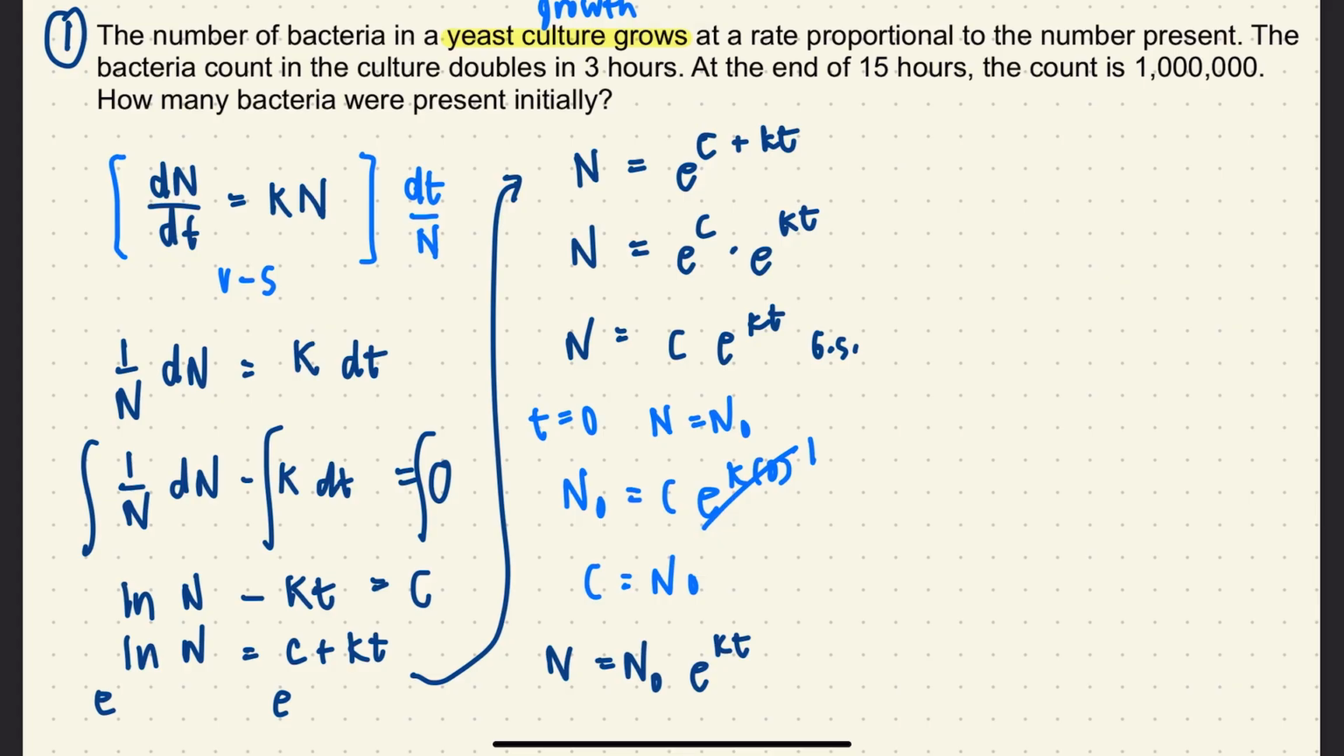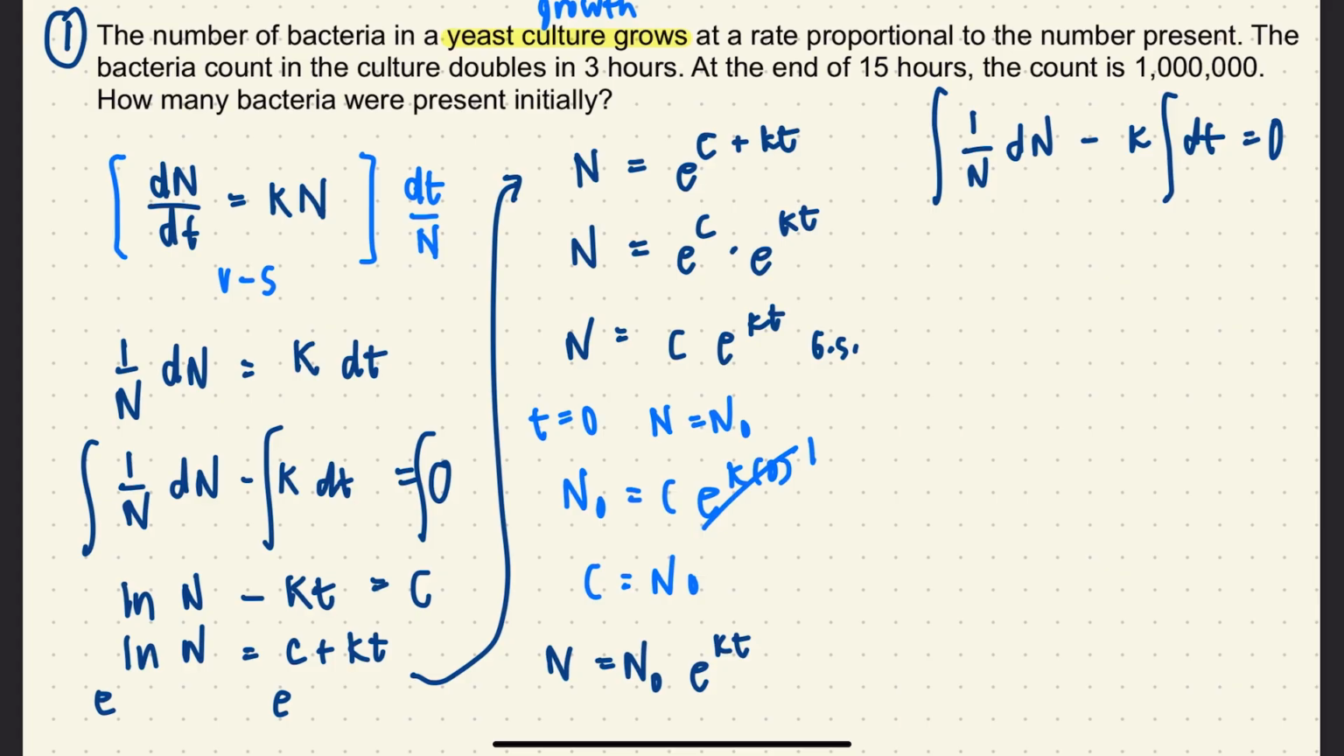Going back to this equation here on the first column, we can rewrite 1 over n dn minus k dt is equal to 0. We can now use this equation and integrate this specifically using your definite integrals. You will have your limits from lower to upper limit.